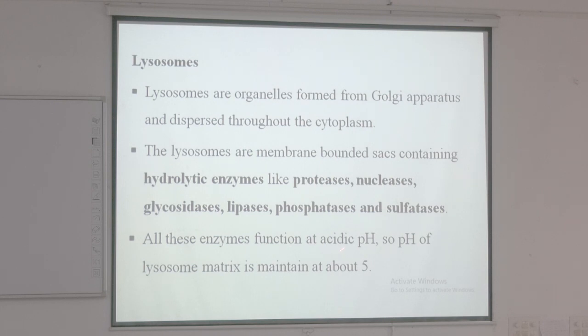All these enzymes work at acidic pH, so the pH of the lysosomal matrix is maintained at about 5. Is that acidic or basic? Acidic. Which one is basic? More than 7. What is the pH of the blood? What is the physiological pH? If somebody asks what the physiological pH is, they are asking about the blood pH. So the physiological pH is 7.4.